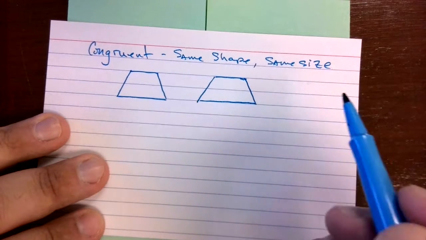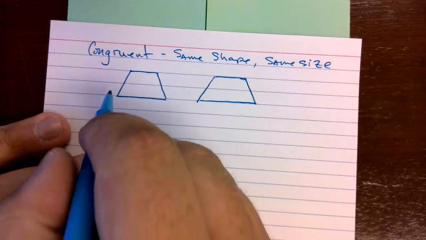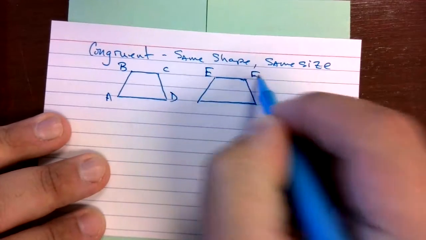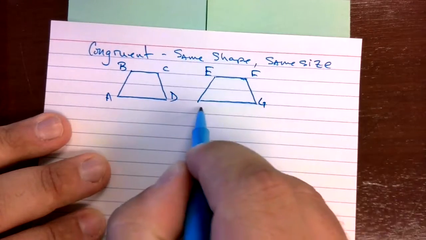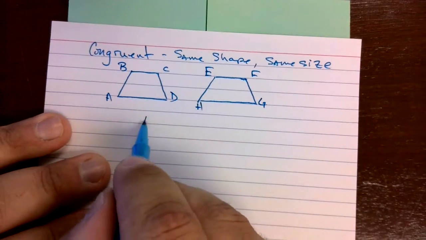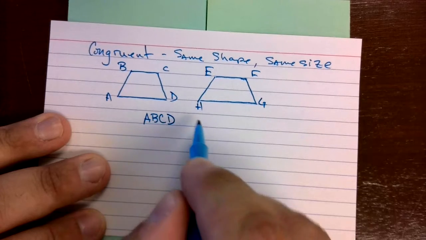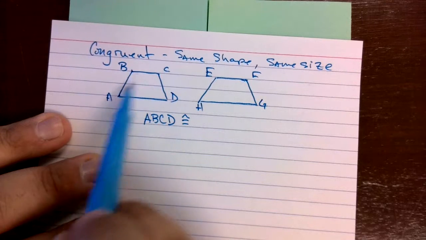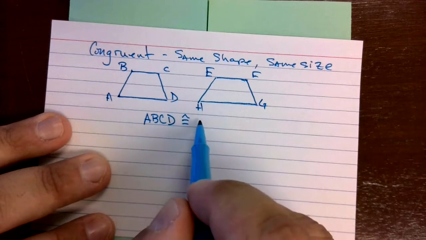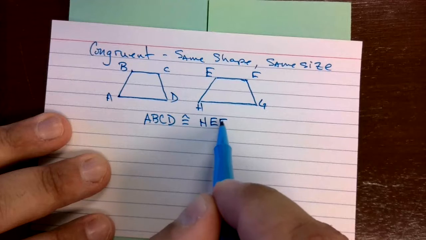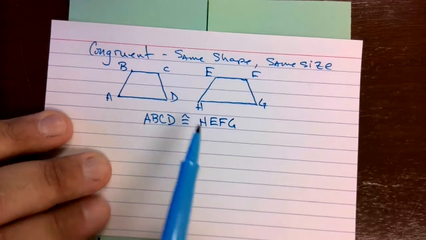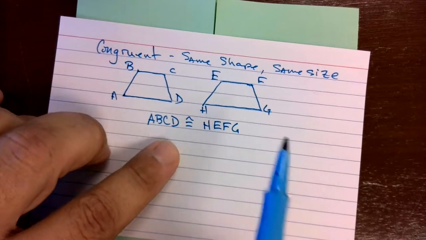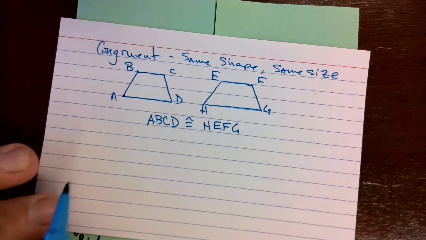Now, mine aren't going to be perfect because I'm drawing them by hand, but if I look at this, I can say that ABCD is congruent to. Now, be careful here. We want to go in the same order. So I started here. So A matches with H, E, F, G. And that's to make sure that everything matches. I know A matches with H, B matches with E, C with F, D with G, so on and so forth there. So I've got that.